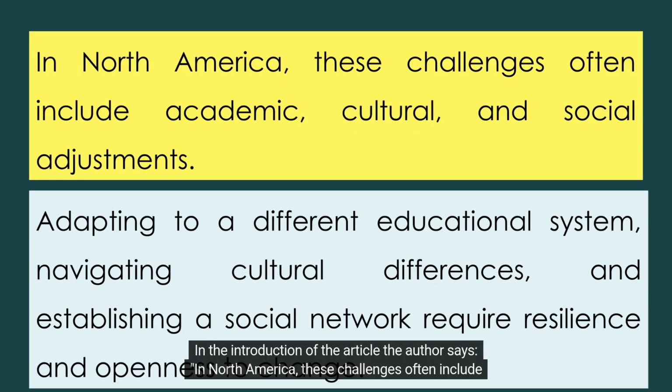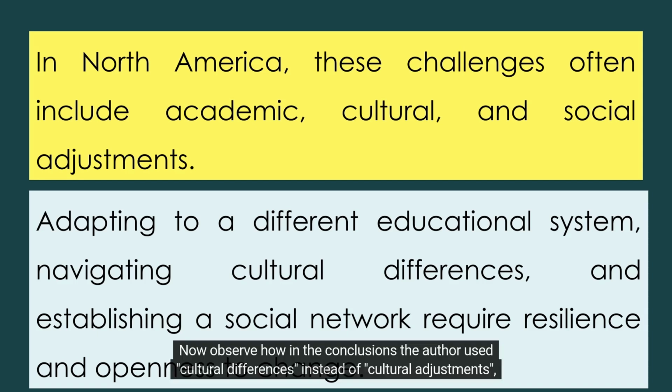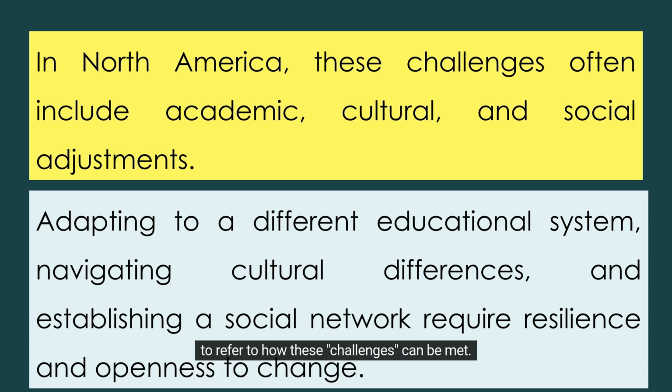In the introduction of the article, the author says, "In North America, these challenges often include academic, cultural, and social adjustments." Now observe how in the conclusions the author used cultural differences instead of cultural adjustments, establishing a social network instead of social adjustments, and resilience or openness to change, to refer to how these challenges can be met.